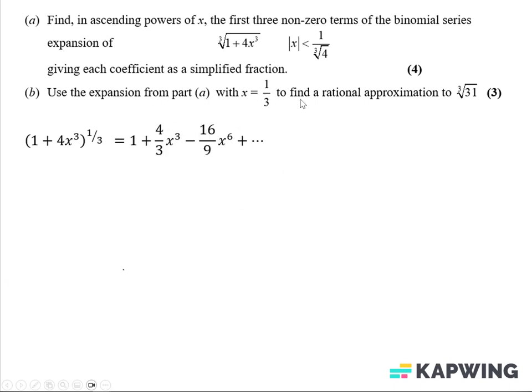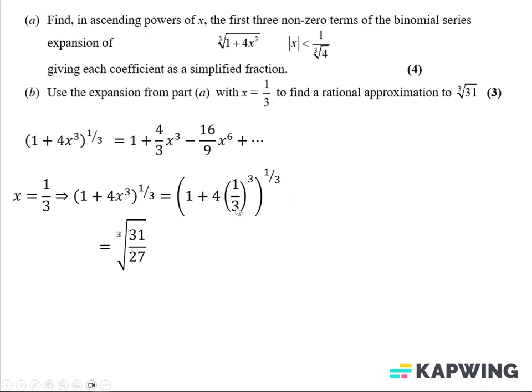And it says use the expansion from part A with x as a third to find a rational approximation to the cube root of 31. Well, if we put x is a third into this, we get 1 plus 4 lots of a third cubed, all to the power of a third. Now, this bracket here, this is 4 over 27, plus the 1 gives you 31 over 27, and of course the power of a third does mean the cube root. So this is equal to the cube root of 31 over 27, and I can simplify a little bit because the cube root of 27 is just 3. So if I put a third into this, it sort of approximates the cube root of 31 over 3.